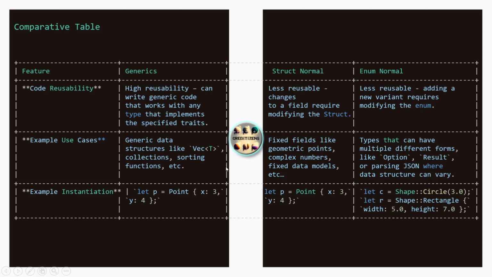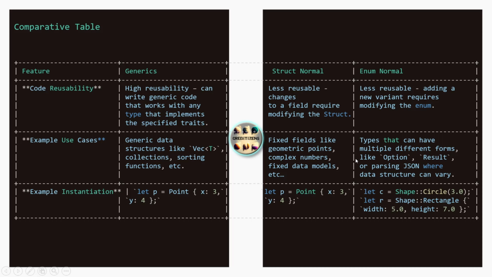For the struct, fixed fields like geometric points, complex numbers, fixed data models, or the example of the bicycle. So when you want to define an object, you can use a struct also. Enum, a type that can have multiple different forms like Option, Result, or parsing JSON where the data structure can vary. So enum is very, very flexible, but doesn't have this type functionality, this openly typed functionality.